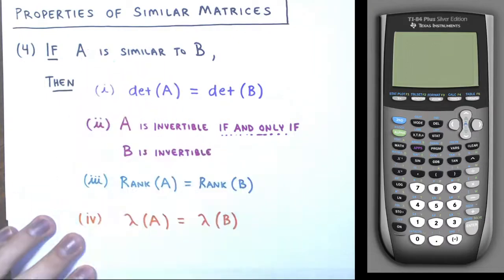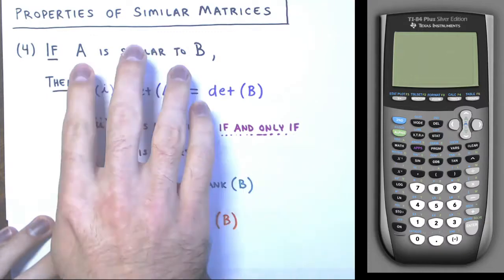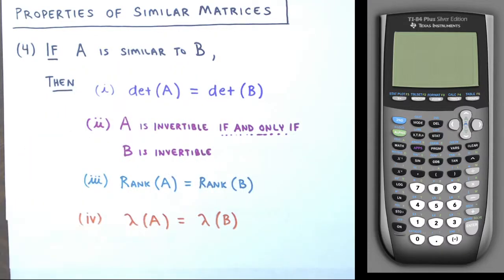If A and B are similar, then the spectrum of A will be equal to the spectrum of B. Now remember, the spectrum, this little lambda of A, lambda of B, the spectrum of a matrix was the set of all the eigenvalues of that matrix. And again, I'm assuming here you know how to find eigenvalues at this point. So the eigenvalues of A will be the same as the eigenvalues of B, if A and B are similar. All right.